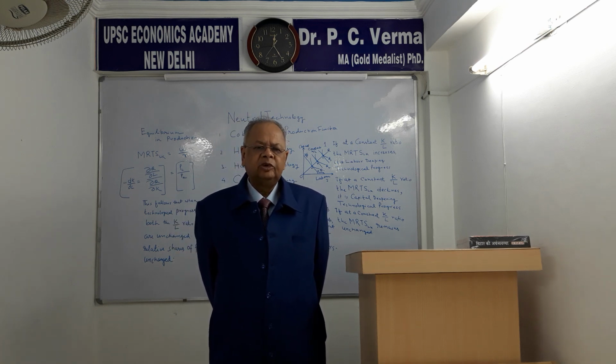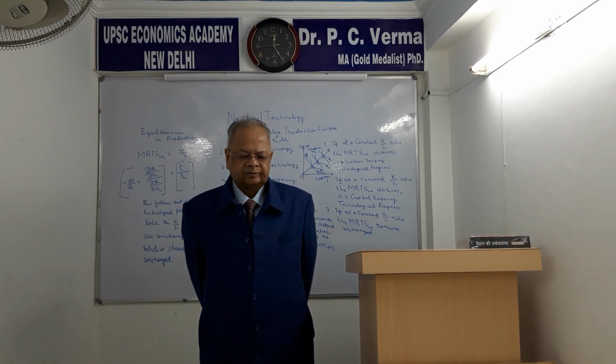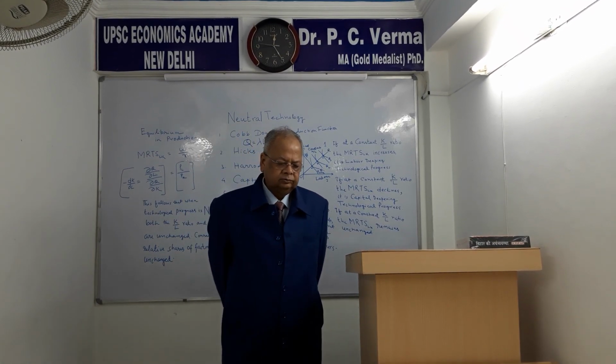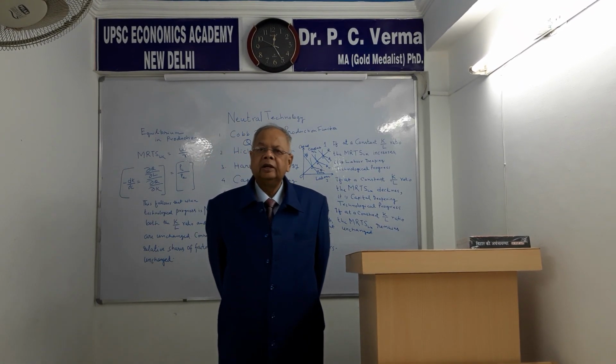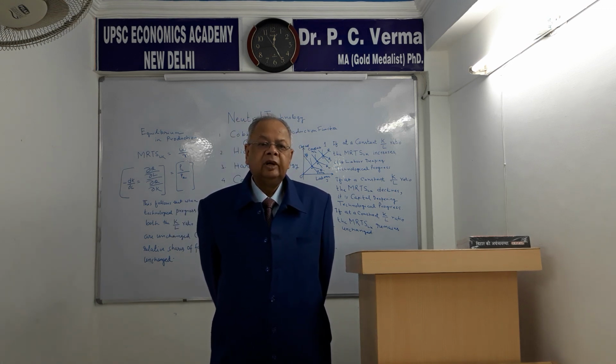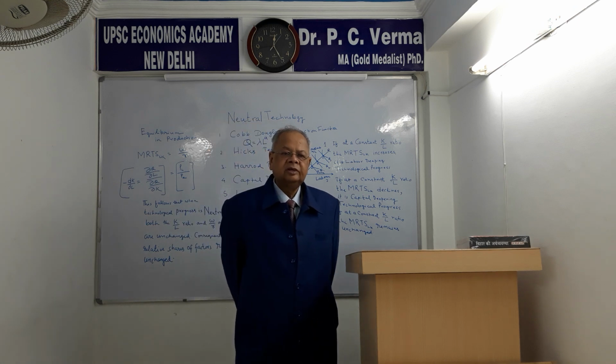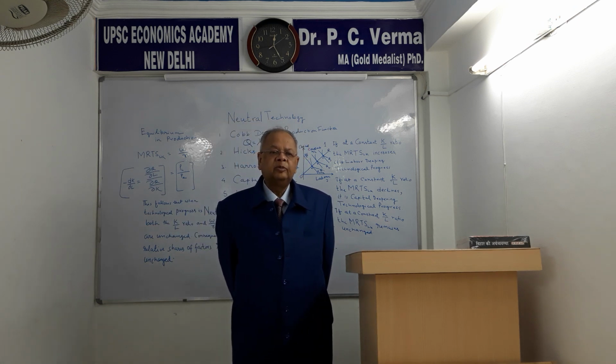Cobb-Douglas production function, as we know, Mr. Cobb and Mr. Douglas, two American economists, developed the production function. And production is a function of labor and capital. It means it is technology neutral. Cobb-Douglas production function is a function of labor and capital.